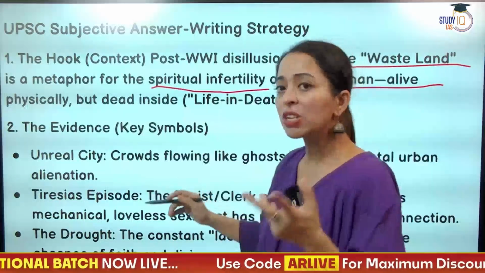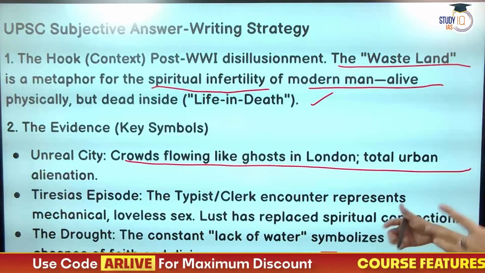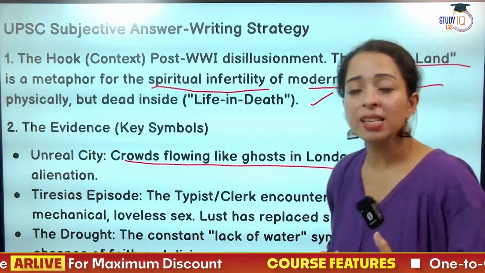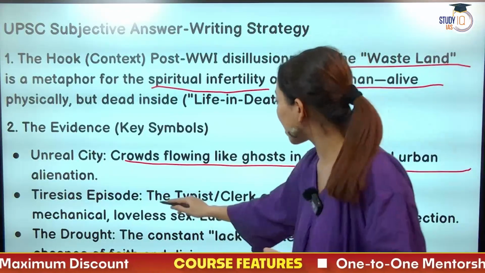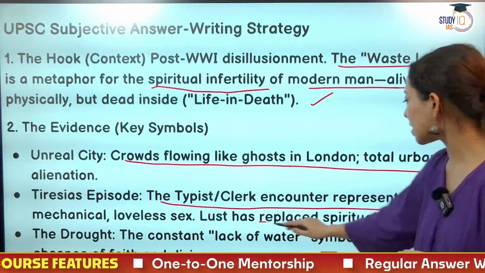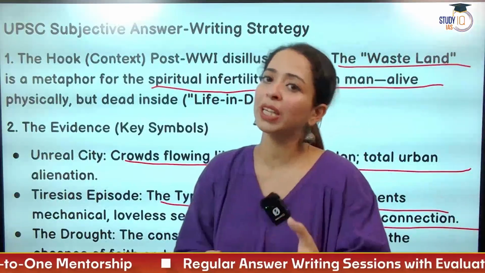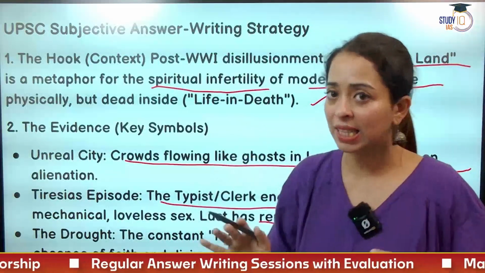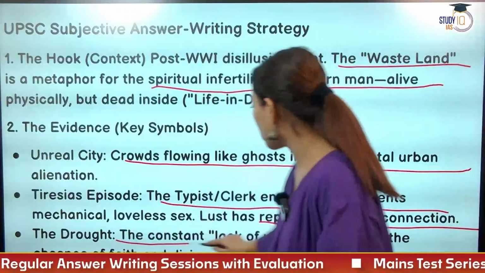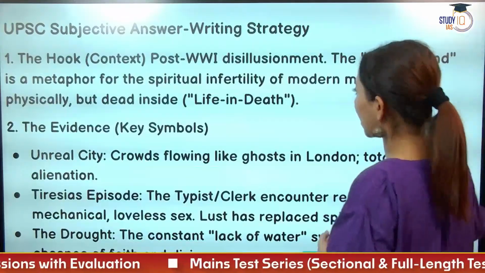So for instance, Unreal City, crowds flowing like ghosts in London, urban alienation. You can mention the Tiresias episode. The typist-clerk encounter represents mechanical, loveless sex. Lust has replaced spiritual connection. So these are actually elements, points that you're picking up from your poem and discussing in detail. The drought, the constant lack of water, symbolizes the absence of faith and divine grace.